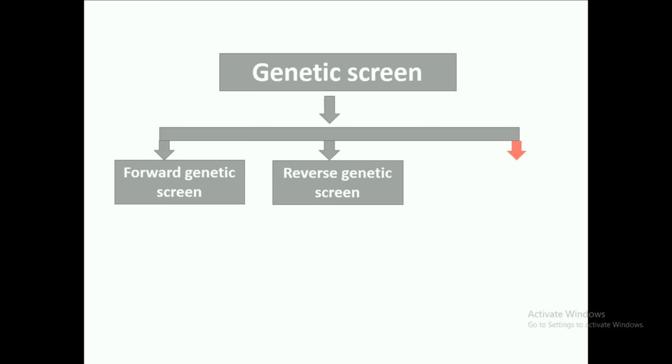Another type of genetic screen is known as modifier genetic screen. Modifier genetic screen has also led to the identification of multiple pathways that we now study in the textbooks. So modifier genetic screen is also very important, and I will be talking about modifier genetic screen in a different video.